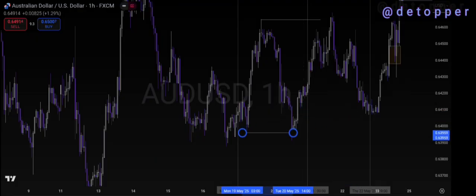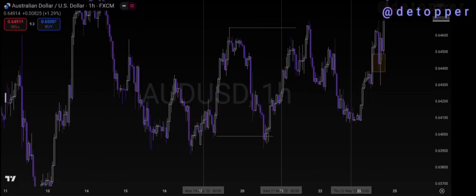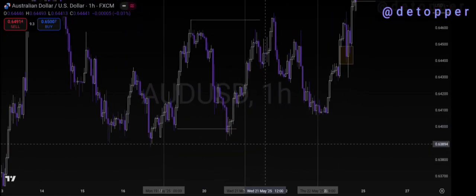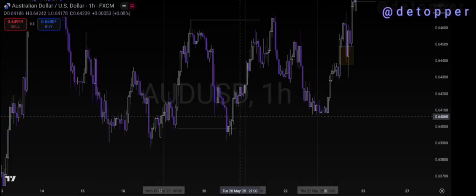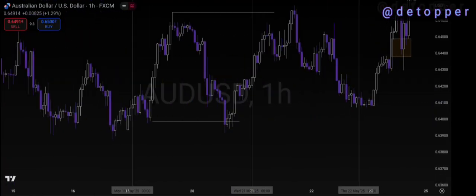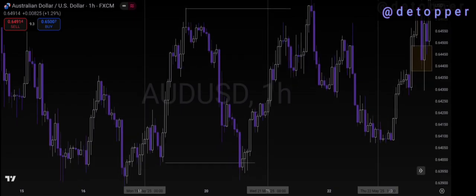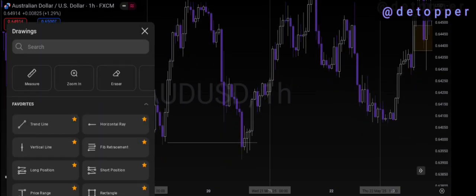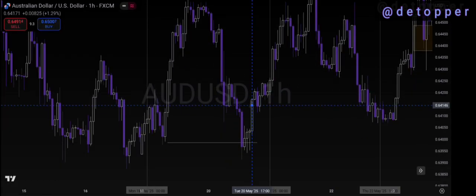So this liquidity was taken out, and what happened? Price did what? Expanded. Okay, at the moment it expanded, it gave us what? A fair value gap right here. So this actually calls for what? Patience. Okay, so here it is, the fair value gap.